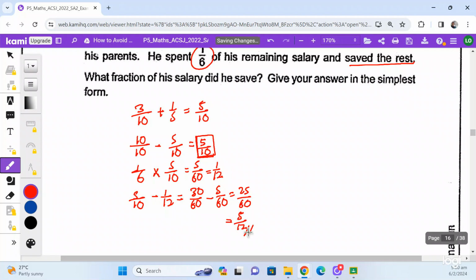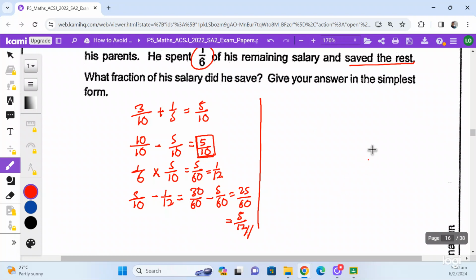He saved 5 over 12 of the salary. Wow, but I think it's a little hard. Right? Even myself, I may also get confused about what to do next. So is there really a faster way to do this without having to do all these statements? Yeah, you do a model. The model is the most effective approach.